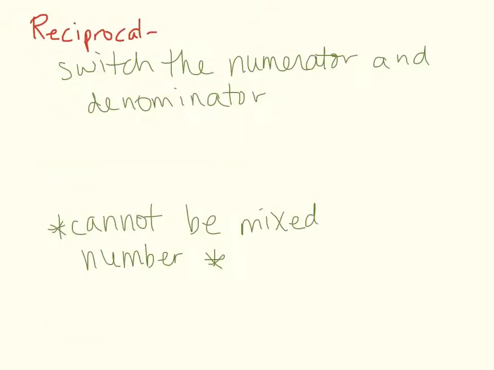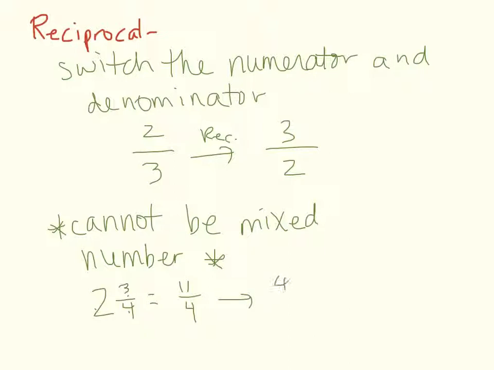Okay, before we talk about dividing, we need to make sure we remember what a reciprocal is. For a reciprocal, we just switch the numerator and denominator. So for 2/3, the reciprocal is 3/2. I cannot make a reciprocal with a mixed number. So if I need to find the reciprocal of 2 3/4, the first thing I have to do is change that to 11/4, 4 times 2 plus 3. So 11/4, and then the reciprocal of that would be 4/11.